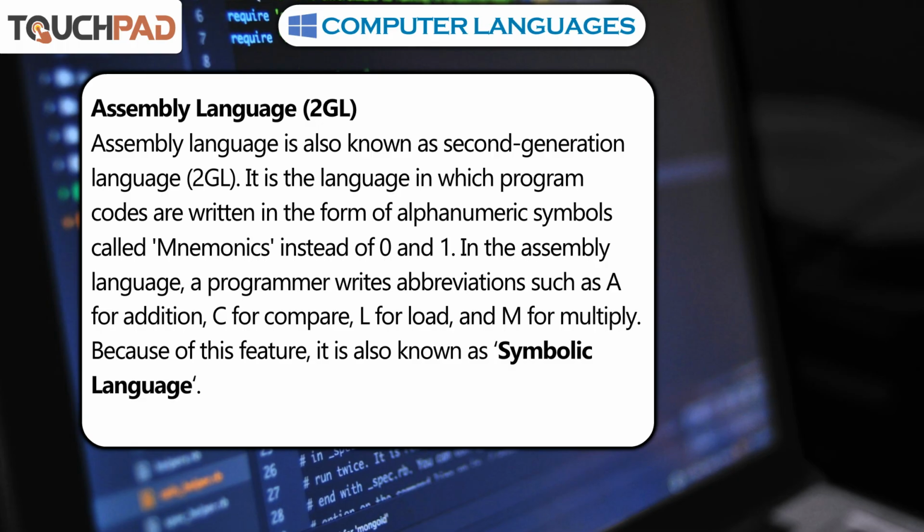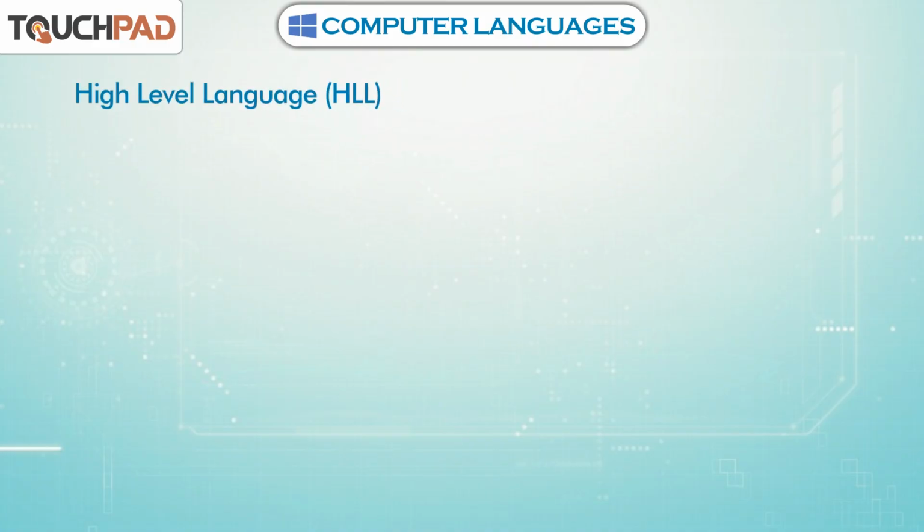Assembly language, 2GL. Assembly language is also known as second generation language, 2GL. It is the language in which program codes are written in the form of alphanumeric symbols called mnemonics instead of 0 and 1. In the assembly language, a programmer writes abbreviations such as A for addition, C for compare, L for load, and M for multiply. Because of this feature, it is also known as symbolic language.